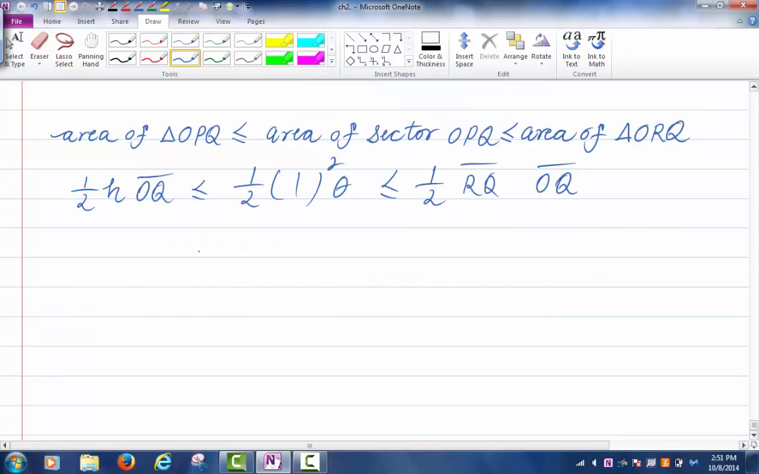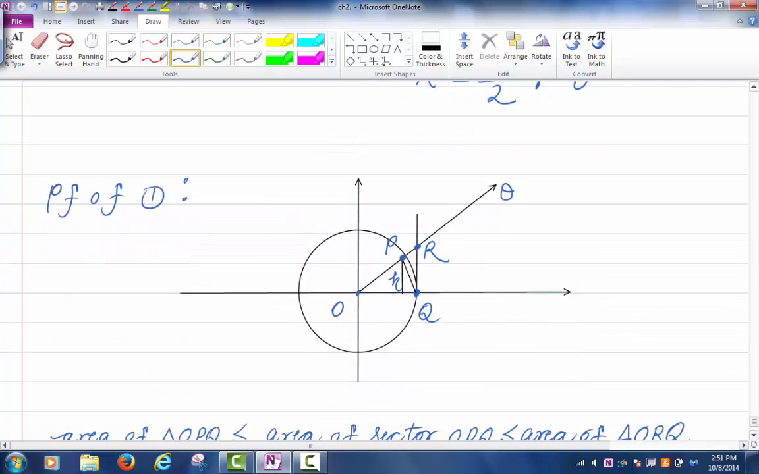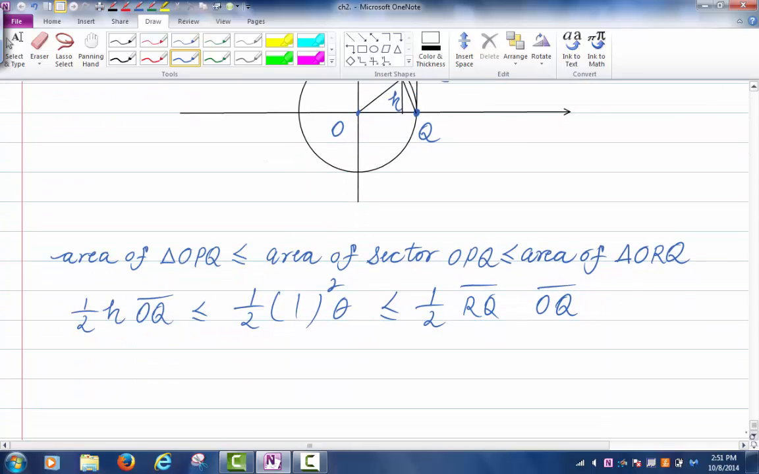And notice that I can multiply everything by 2, and the length of OQ is what? Length of OQ is 1 because it's a circle of radius 1. So then I can say this is h less than or equal to theta less than or equal to the length of RQ. Everybody is okay with that?